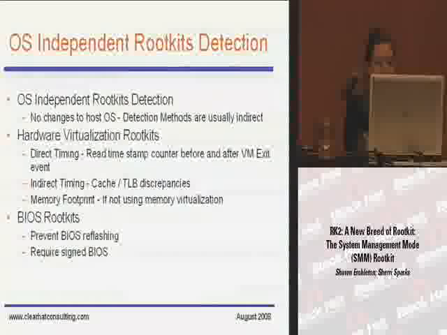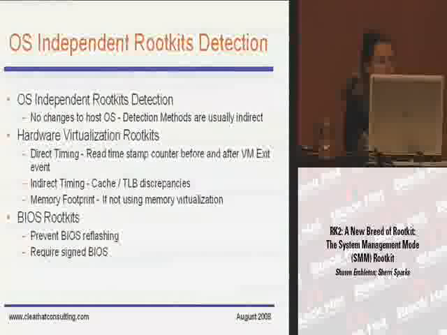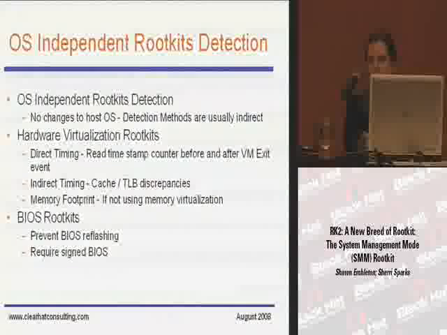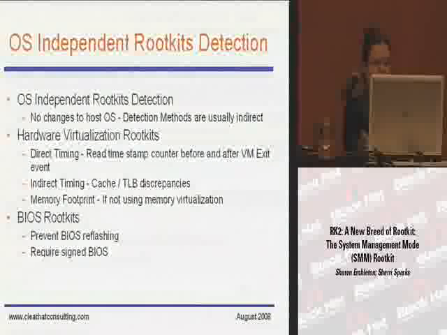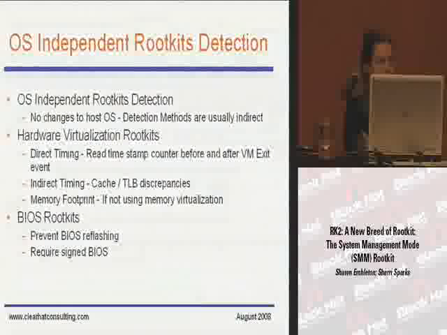And then finally, the memory footprint can be used if you know what you're looking for and you have a signature for it. And if the virtualization rootkit is not using memory virtualization to hide its memory footprint, then you may be able to detect it through a signature. For BIOS rootkits, suggested detections include preventing BIOS reflashing or requiring that the BIOS be signed.